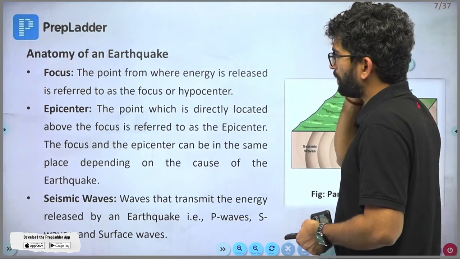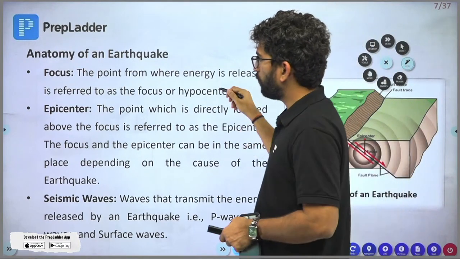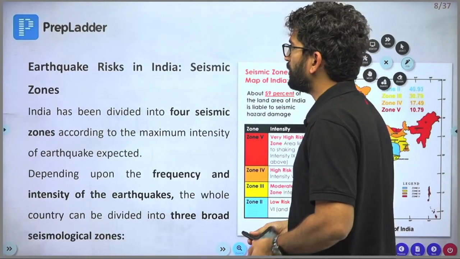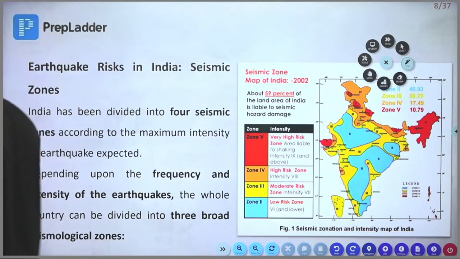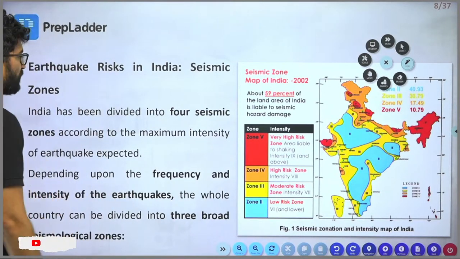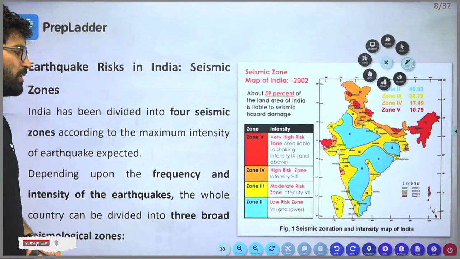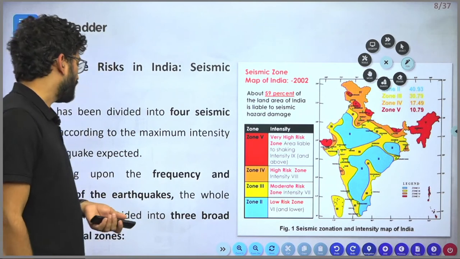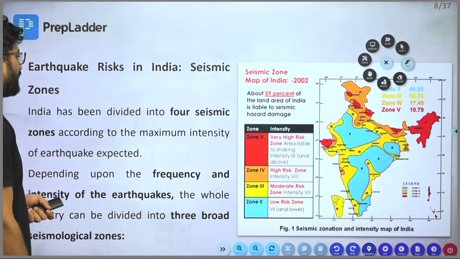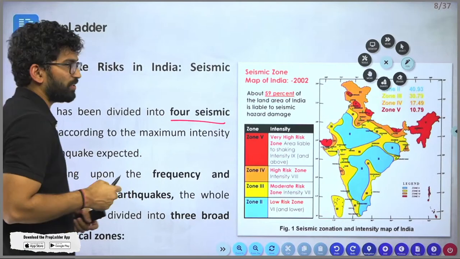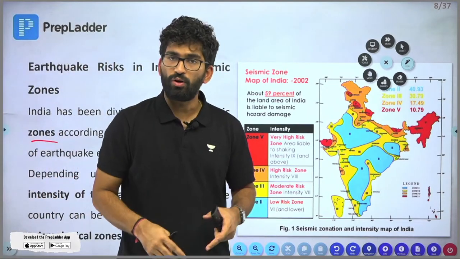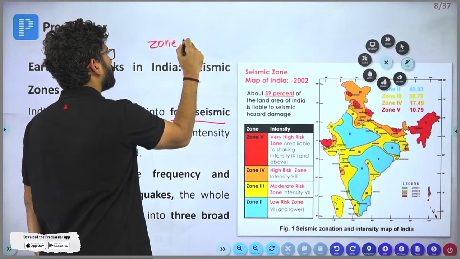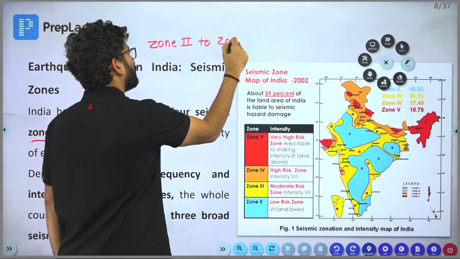Now, the anatomy of the earthquake they have mentioned. Here, focus we have seen, epicenter, seismic waves, you have seen this. India is divided into earthquake zones. There is an earthquake zonation map which has been made for India. Now understand this, this earthquake zonation map of India is done on the basis of the Mercalli scale, not the Richter scale. So India has been divided into four seismic zones. Now, the four seismic zones are not zone 1 to zone 4. Rather, they are from zone 2 to zone 5.